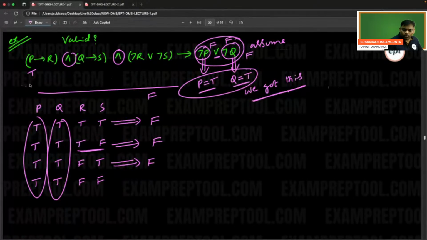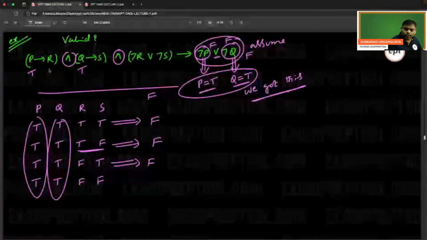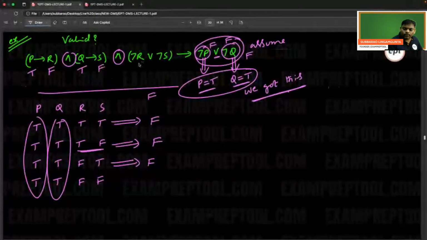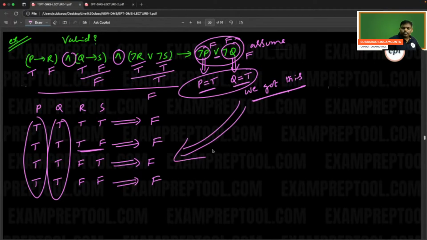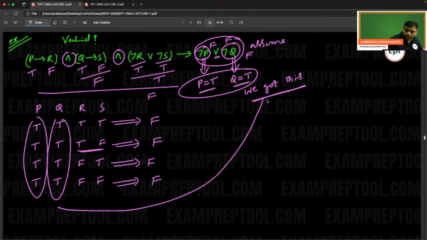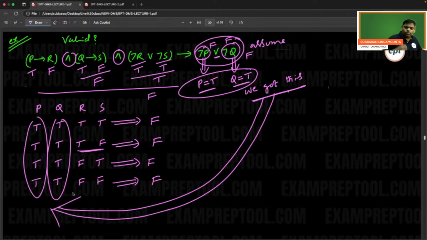What is the answer? P true, Q also true. Lastly FF. R is F, S is F, so negation R is true and negation S is true. True or true is true. True and true, true. But the other part is false, and false and anything is false. So using this data, we substituted P true, Q true on the right hand side; RS also there, totally 4 combinations: TT, TF, FT, FF.